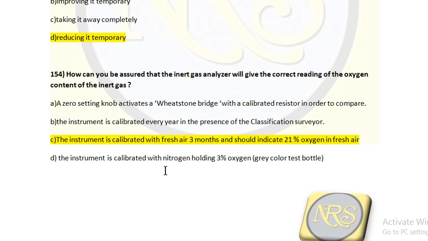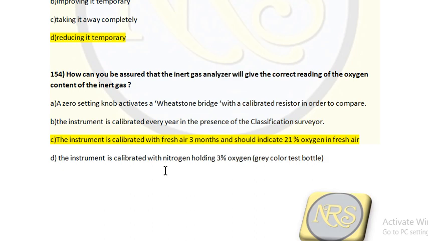The instrument is calibrated with nitrogen holding 3% of oxygen. Grey color test bottle. The correct answer is option C. The instrument is calibrated with the fresh air and should indicate 21% oxygen in the fresh air. So, for question number 154, option C is the correct answer.